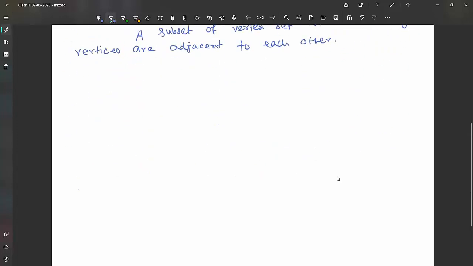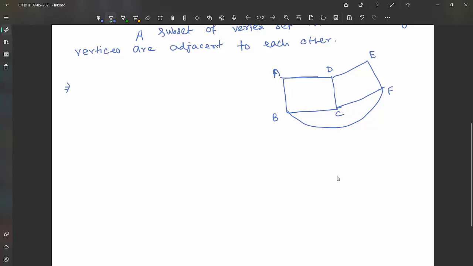So if you take the previous same figure, with A, B, C, D, E, and F, now if we say find some cliques of this graph, what are the cliques here? Is there any clique between them? ADB.